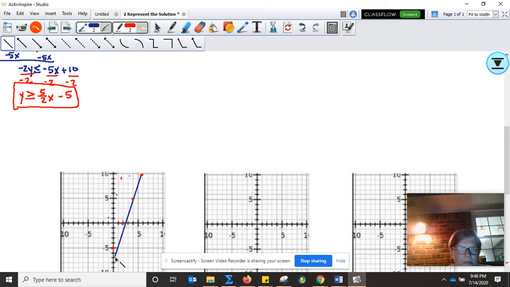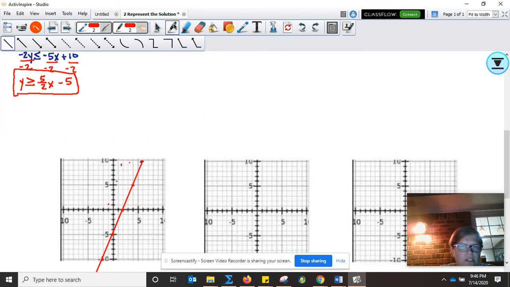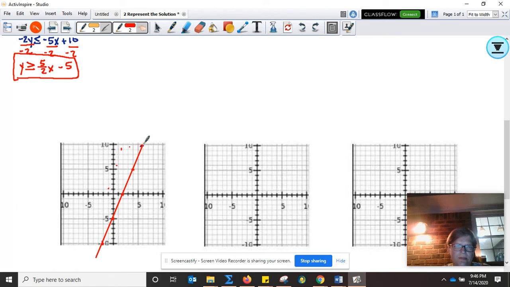Oh, and I really want that to be red, not blue. Let's change that to red. Okay, start over. Okay, solid line. There we go. All right, and in this line, we are shading above. So I'm just going to put my little arrows right here.